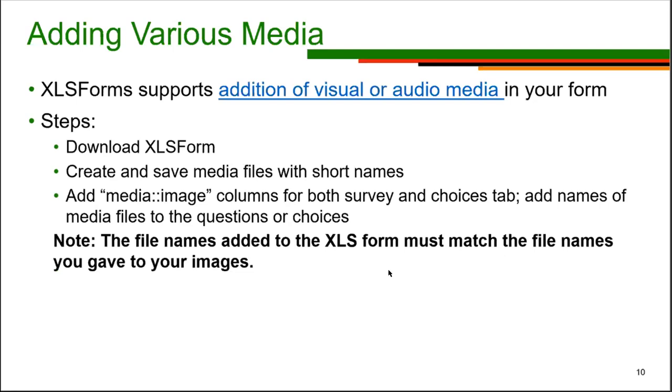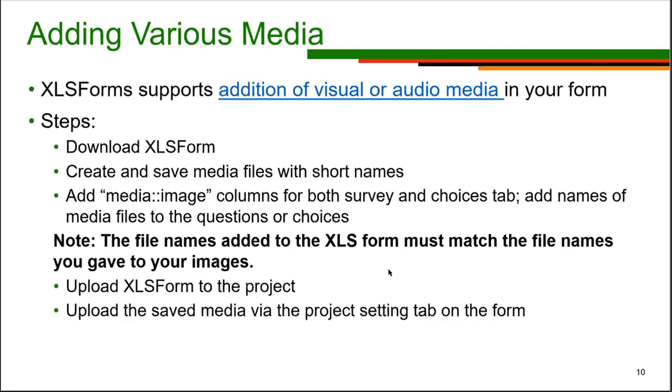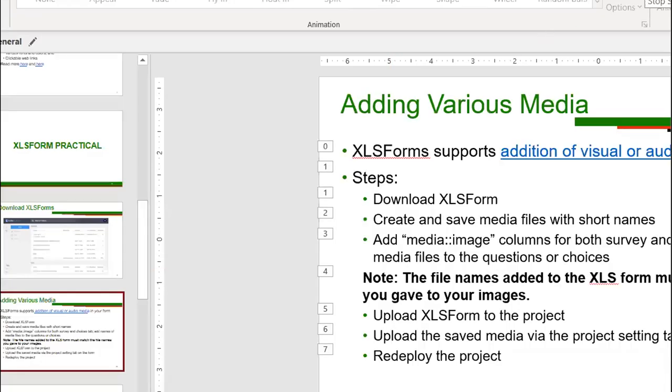As I did say, the names that you add to the form should match the file names that you have saved for your images, or else when you upload them, you fail to link those files onto the form. And then you upload your form to the project, and then you save the image via the project settings tab, where you can upload them to the form as well. And then you can redeploy your form and your various media will appear. So I've shared the form with you, and I've also shared three images that we're going to upload on the form today. So let me just share my screen.